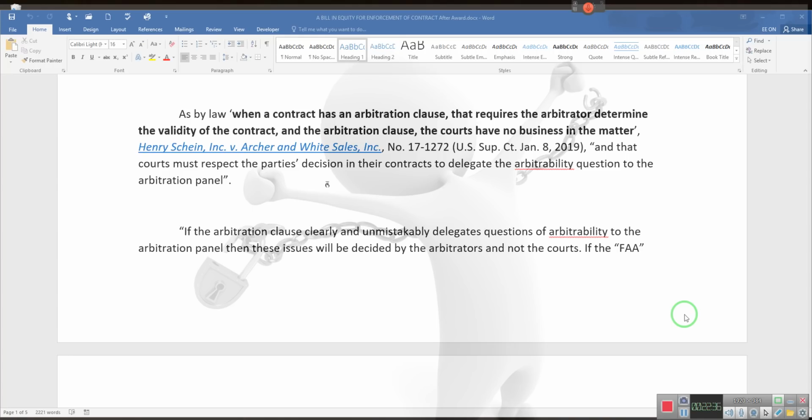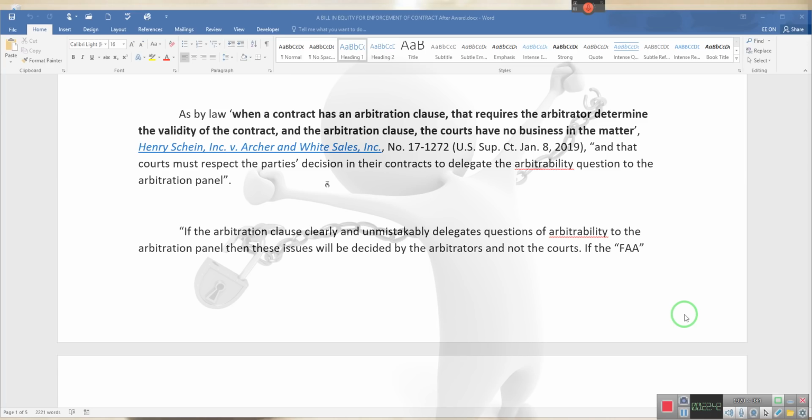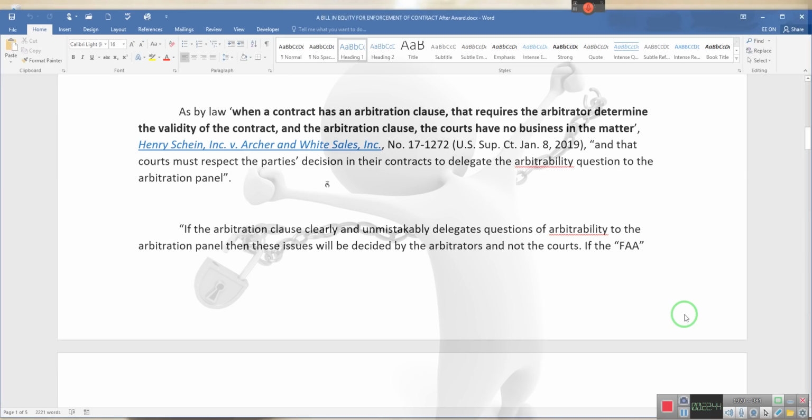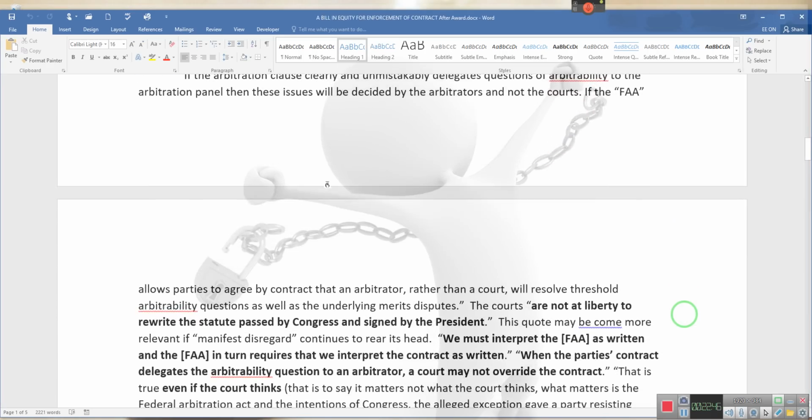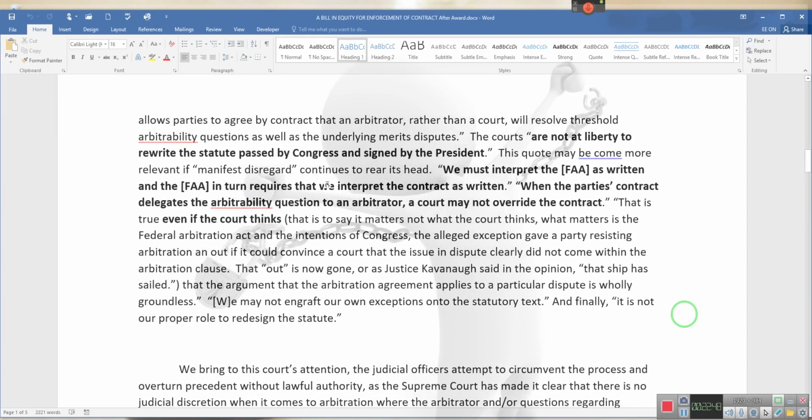Now, if the arbitration clause clearly and unmistakably delegates the questions of arbitrability, and our contracts do, to the arbitration panel, meaning the arbitrator, then these issues are to be decided by the arbitrators and not the court. The FAA allows the parties to agree by contract that the arbitrator rather than the court will resolve the arbitrability question as well as the underlying merits of the dispute. This is what the Supreme Court says.